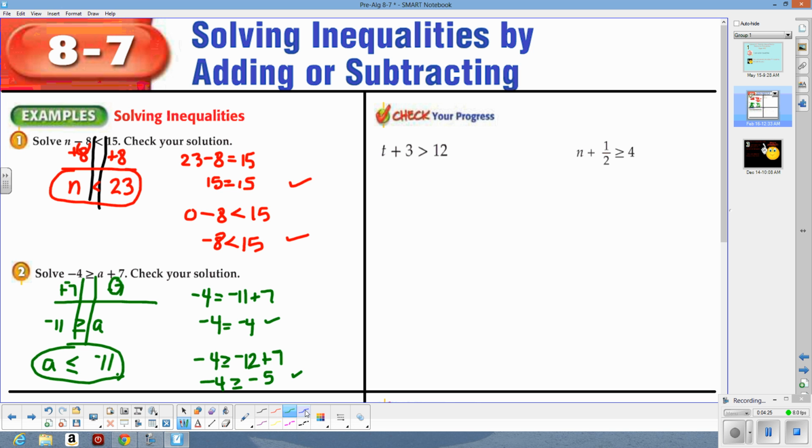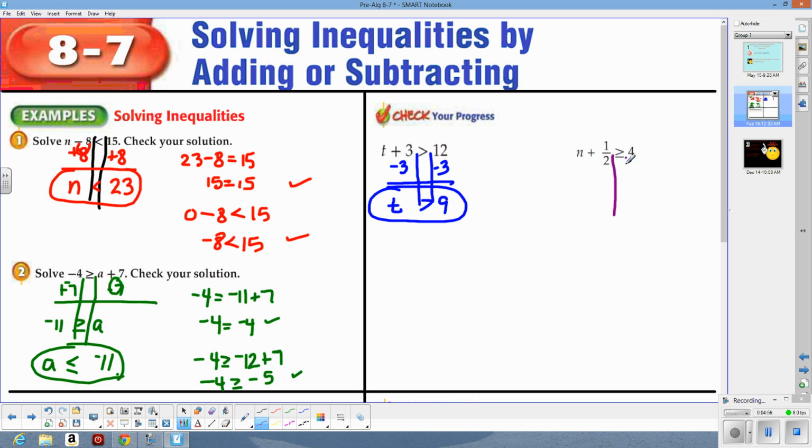You may want to pause the video and try these next two on your own. To get t by itself, you're going to get rid of the plus 3 by subtracting 3 from both sides. So you end up with t is greater than 9. So the answer is all the numbers t that are greater than 9. Now you can check that on your own. I'm going to just move on to the next problem.